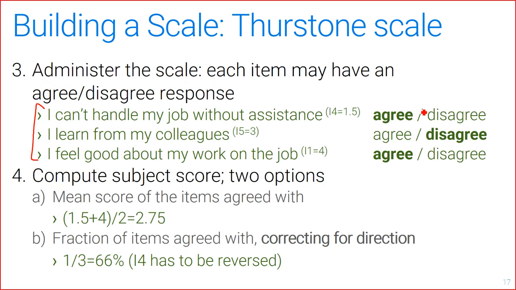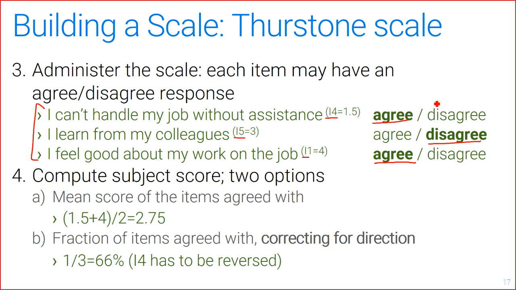So let's say that we get one employee in particular, and that employee agrees with this statement, disagrees with the second one, and agrees with the third one, which, by the way, corresponds, as you see, to items 4, 5, and 1. How do we compute a subject score? So how do we quantify self-esteem based on the answers that the employee gave us?